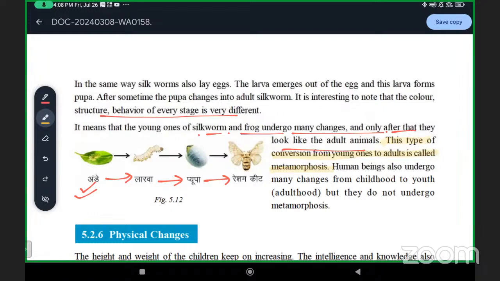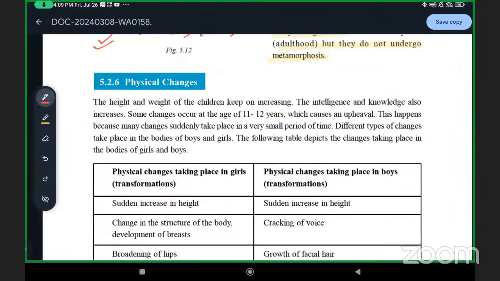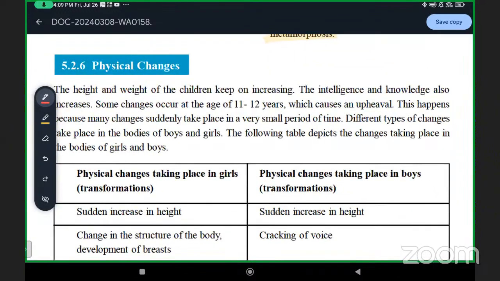Human beings also undergo many changes from childhood to youth, but they do not undergo metamorphosis. We people also undergo a lot of changes when we are young until we become an adult, but not a metamorphosis process. Now we'll talk about physical changes.